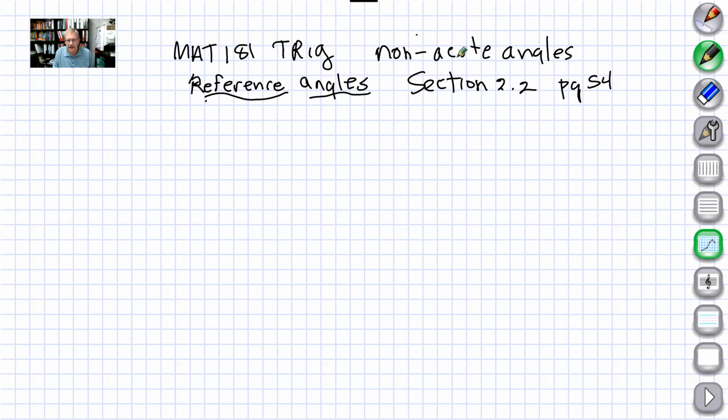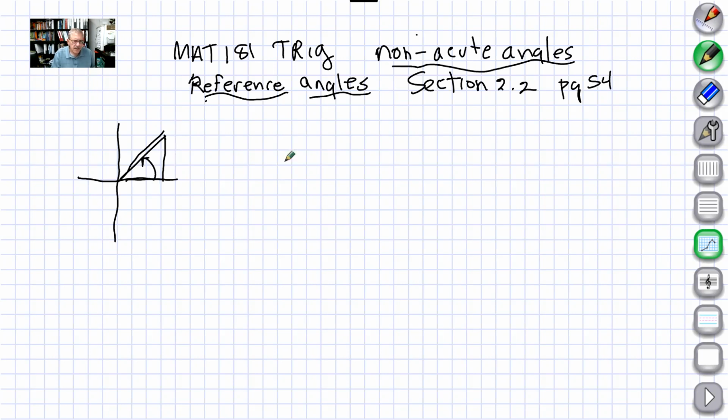Math 181, trig non-acute angles. This is section 2.2, page 54. What we're going to do is look at certain reference angles and see what happens. So what are we talking about with a non-acute angle? Well, acute angles are in the first quadrant, right here. And remember, when we draw an angle, this is the initial side, this is the terminal side, and we're projecting to the x-axis. We always project onto the x-axis.